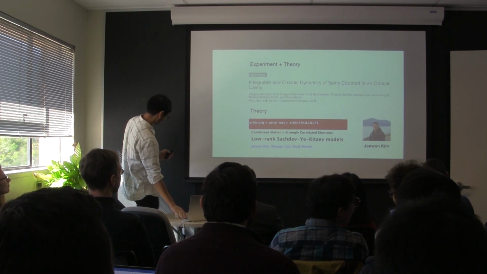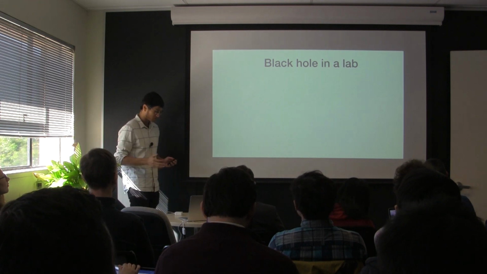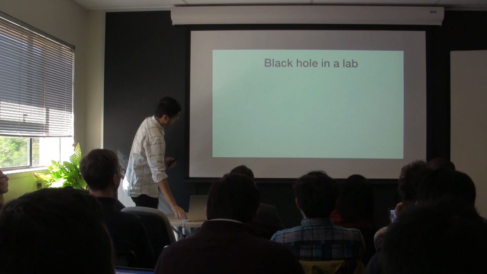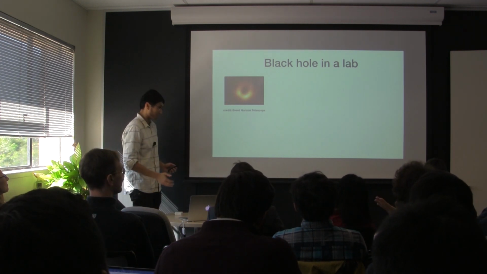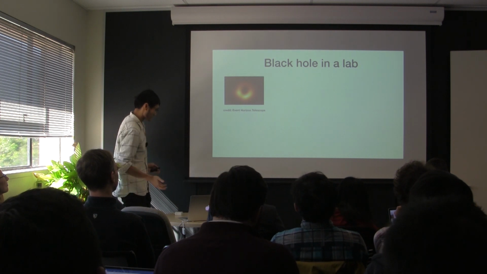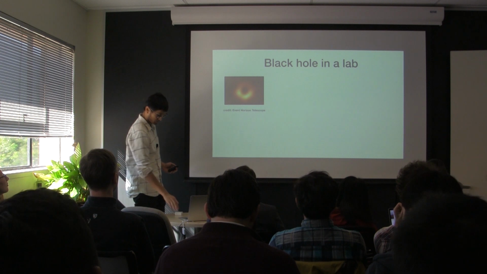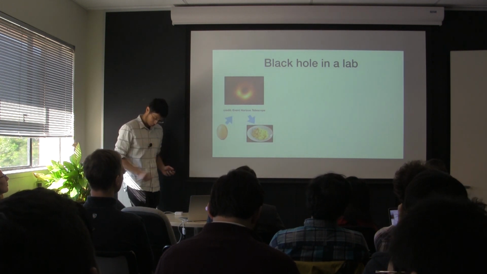Okay, let's get started. One of the goals of this collaboration is to make a black hole in the lab and to study it in the lab. Here's a famous picture of a black hole. Now, it's an astrophysical object, difficult to realize in the lab. However, for our purpose, what we care about the black hole is that it is actually a fast scrambler.